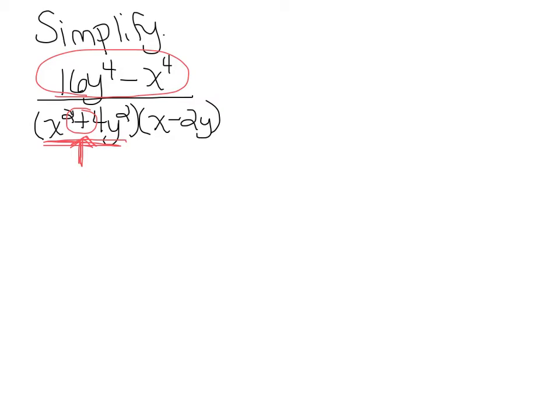Now let's go ahead and factor my numerator. The numerator is the difference of squares. So with the difference of squares, one will be positive, one will be negative, and we take the square root of each term.